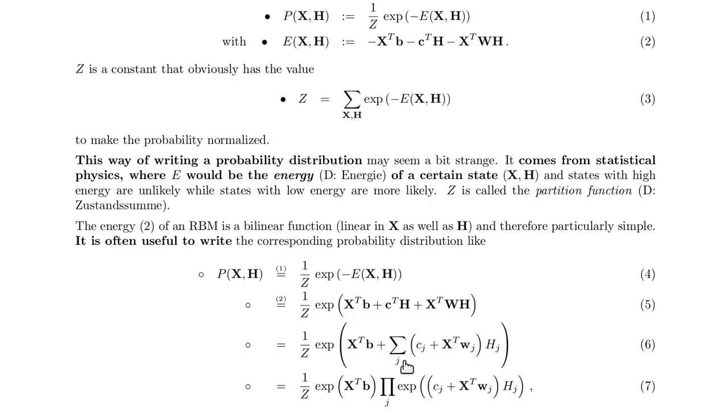Now, this is also a sum, right? So sums in the exponential can be written as a product of exponentials of the individual terms, right? So we can take this out here, we write this to the front, and then this sum becomes the product sign as we write the exponential here. And we will use this way of writing this function in future calculations. So this is the joint probability of X and H.